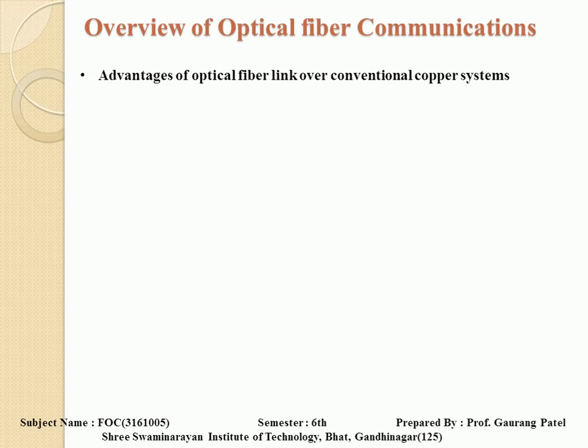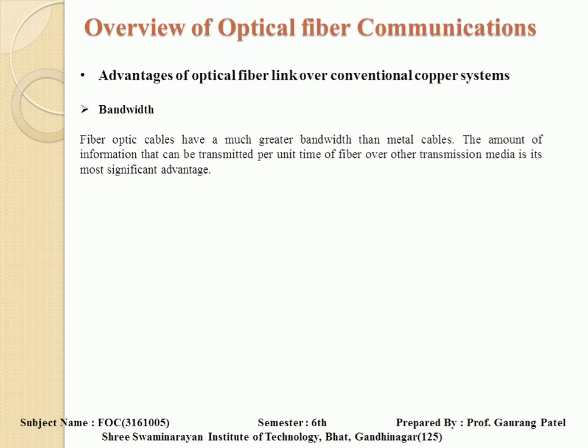Now another topic is advantages of optical fiber link over conventional copper system. The first advantage is high bandwidth. So optical fiber cable have very large bandwidth compared to copper cable, and because of the very large bandwidth, information carrying capacity of this fiber is also high. Means the information that can be transmitted per unit time is high, and which is the most significant advantage of optical fiber cable. So because of the high bandwidth, it offers high data rate.